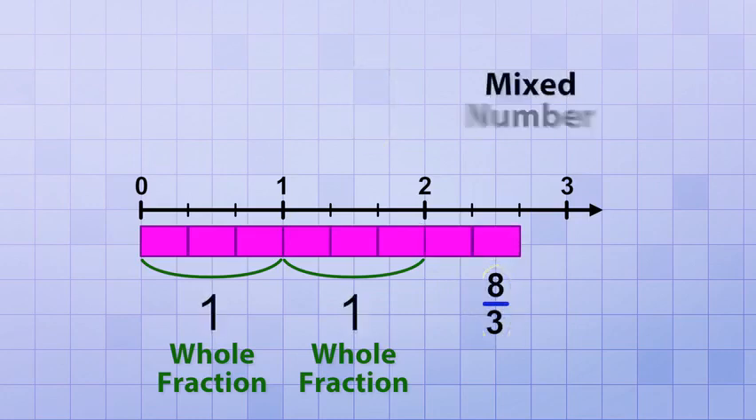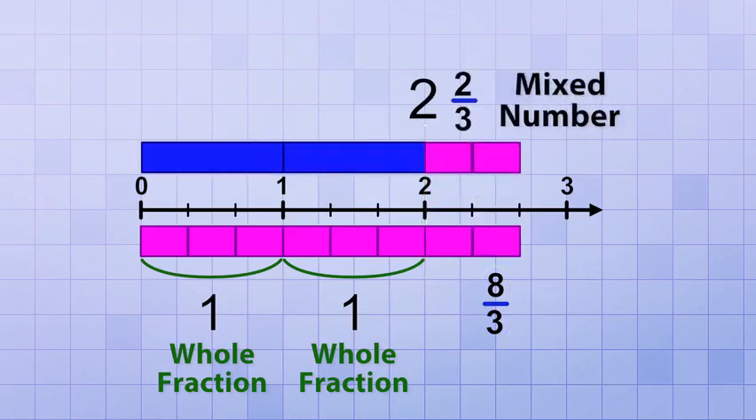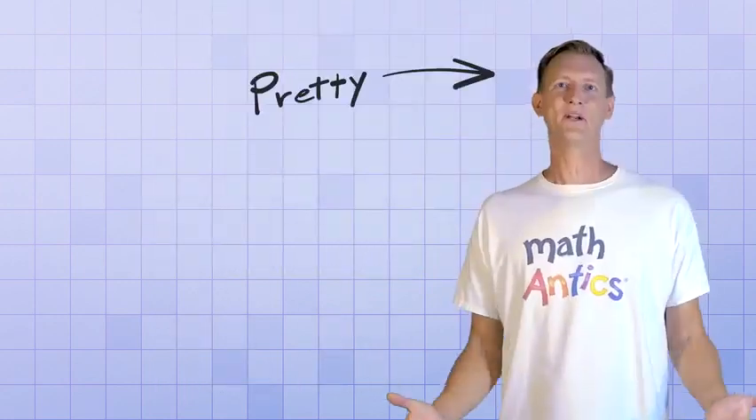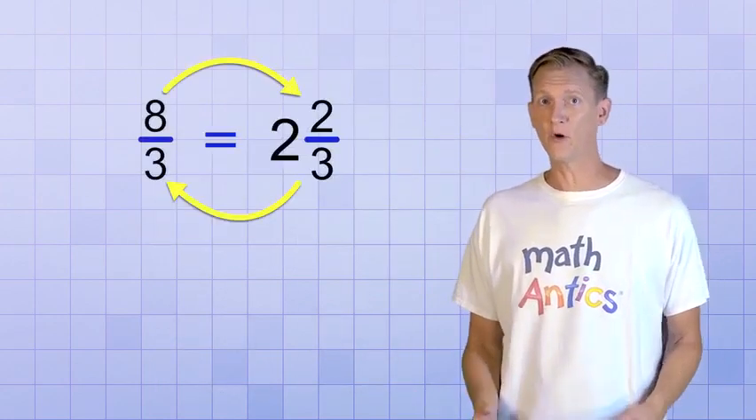So that means our mixed number form would have 1 plus 1, or 2, as the whole number part. And then the fraction that's left over after simplifying all the whole fractions is 2/3. So the improper fraction 8/3 is equivalent to the mixed number 2 2/3. Pretty cool, huh? And to show you that you can go back and forth between these two forms, check this out.